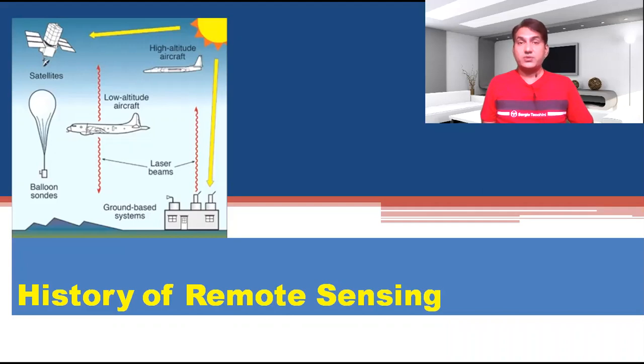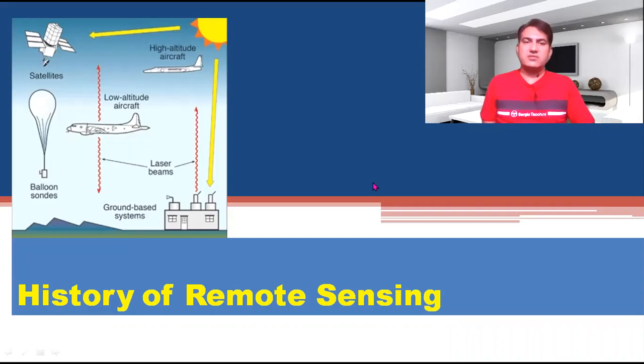Today we are going to put some light on the history of remote sensing, you can say the historical development of remote sensing. As you all know, in our previous video we discussed what remote sensing technology is and how it works. So we had a very brief overview of remote sensing. In today's lecture video we will discuss how this subject and technology grew with time. So what were the major breakthroughs in remote sensing?